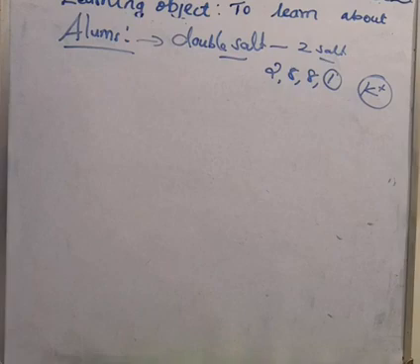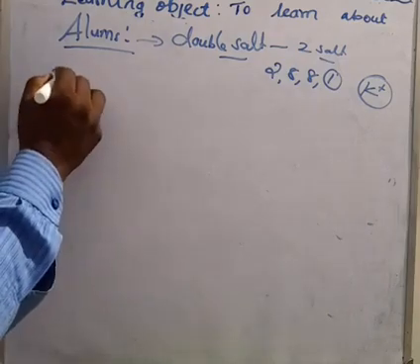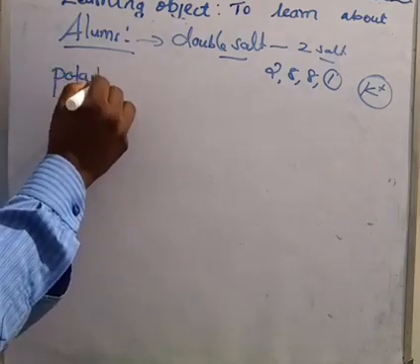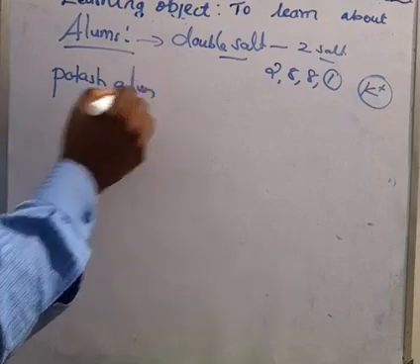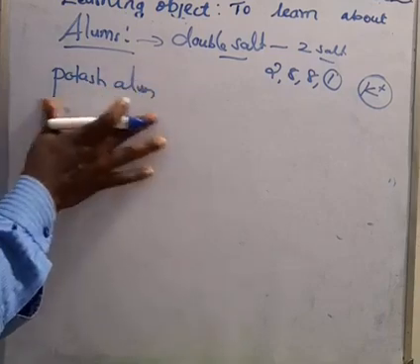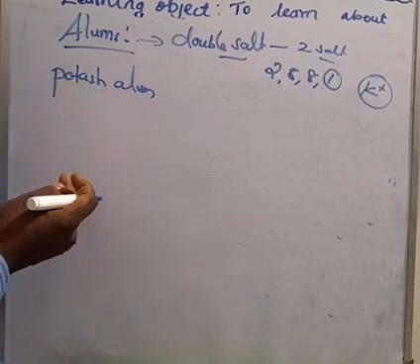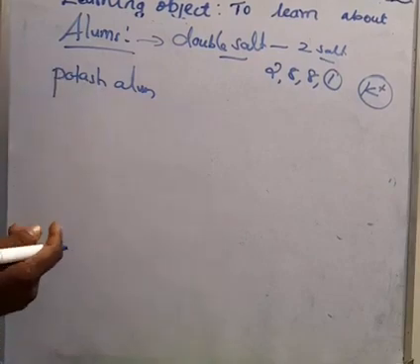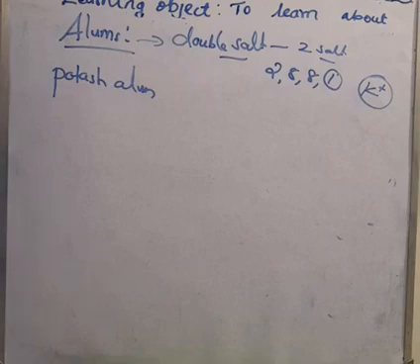Okay. Here, what are the important examples? Potash alum, sodium alum, ammonium alum, chrome alum. These are some examples of alum. First we can discuss the potash alum. We have to learn the formula. This is an important one-word question. Try to learn the one-word question.